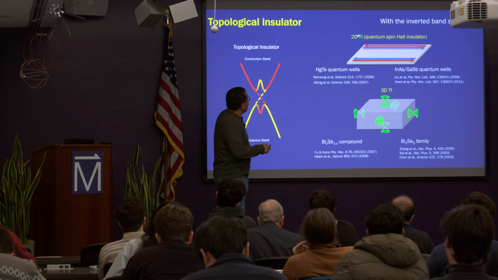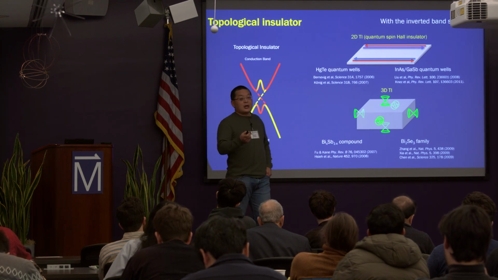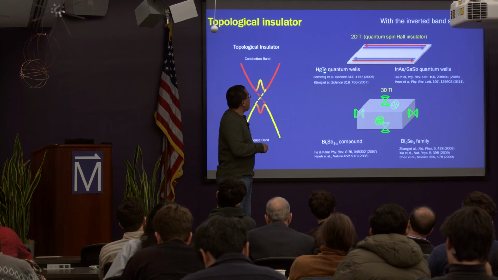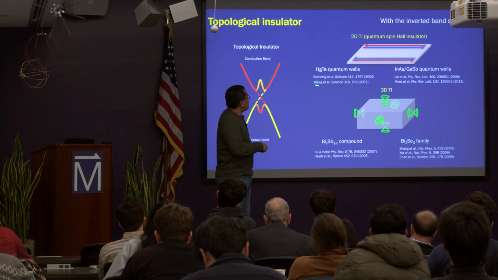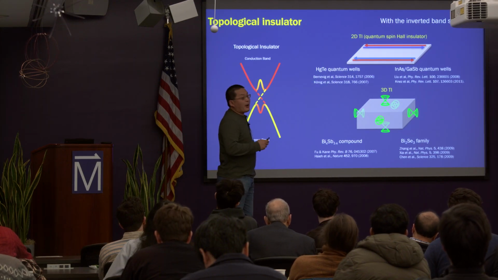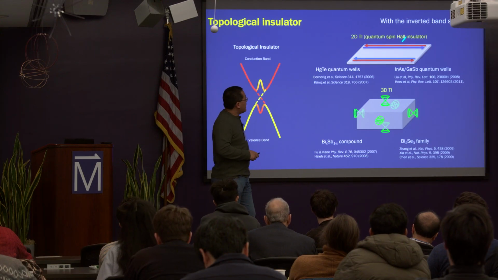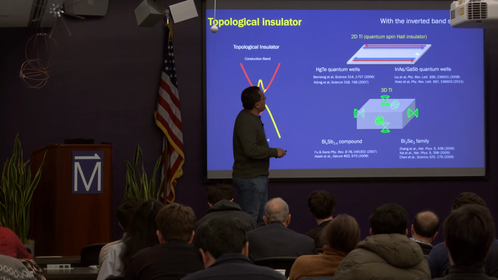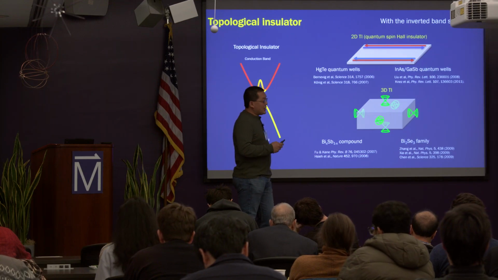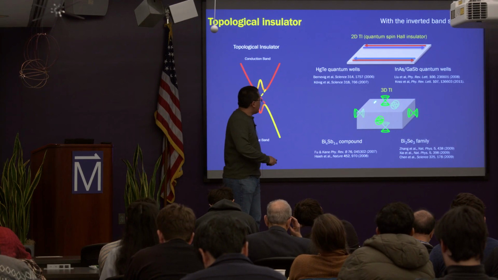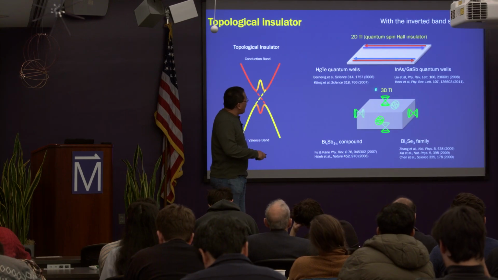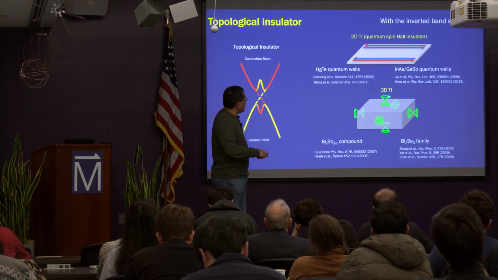The 2D topological insulator was first theoretically predicted in mercury telluride and later realized by Laurens Molenkamp's group in Germany in mercury telluride quantum wells, and later in indium arsenide and gallium antimonide quantum wells, which also realized the 2D topological insulator phase. Today in my talk, I will focus on 3D topological insulators.